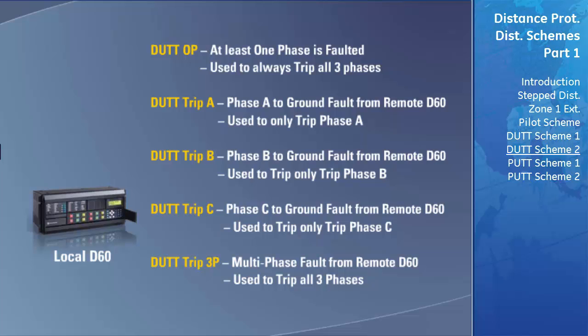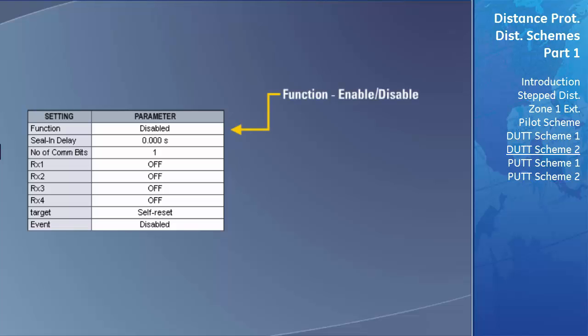This output flag should be used to signal the breaker to trip all three phases of the transmission line. We will now go over the following settings that need to be configured to have the DUTT scheme operate correctly. Before the DUTT scheme can be used in the relay, it must first be enabled in the function field.